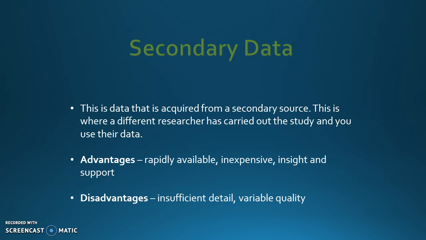Secondary data, on the other hand, is data that is acquired from a secondary source. This is where a different researcher has carried out the study and you use their data. So the advantage is that it's rapidly available, so you can go on the internet, go on Google Scholar and look up any research project that a different researcher carried out. It's inexpensive because you're not paying any money to look at these, and it provides an insight and support to any theories that you have about this particular study.